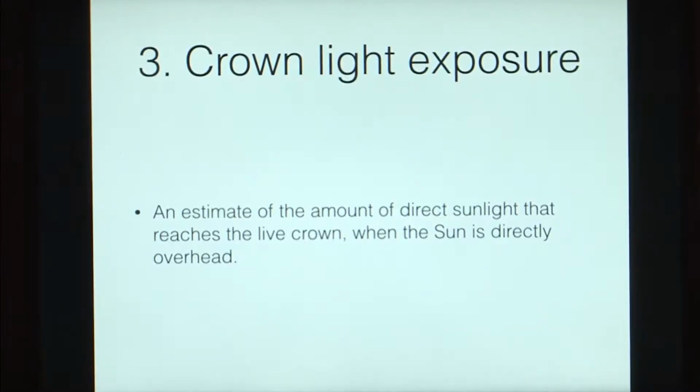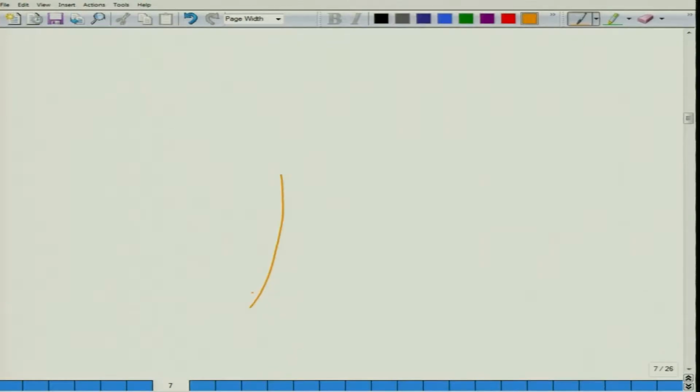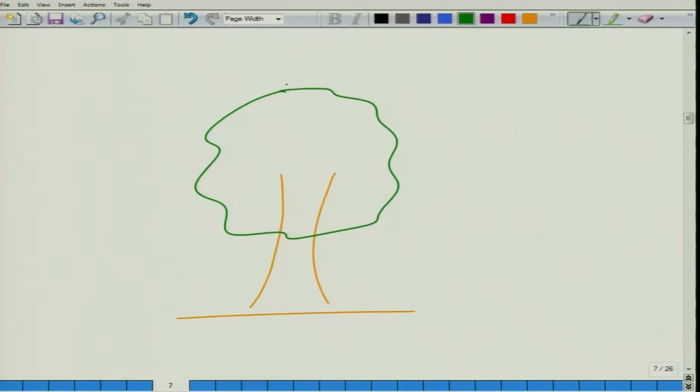The next thing is crown light exposure. Crown light exposure is an estimate of the amount of direct sunlight that reaches the live crown when the sun is directly overhead. So, what do we mean by this? Let us consider a tree. When the sun is completely overhead, how much direct sunlight reaches the live crown is the crown light exposure. We measure it in units of 0 to 5. So how do we measure it?